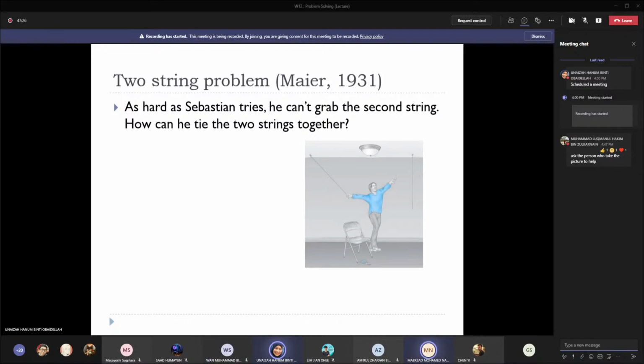Ask the person who takes the picture to help. Again? Ask the person who takes the picture to help. I cannot hear. I think he was trying to say to ask the person who takes the picture to help him. That's very creative, assuming nobody exists there to take the picture. That's just us assuming this in our own brains.